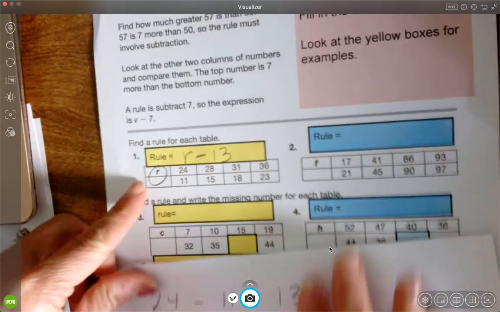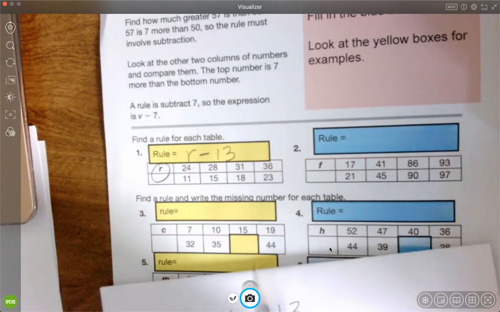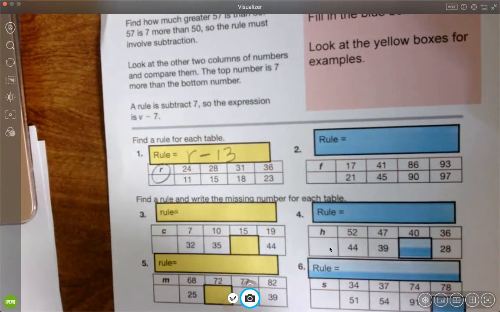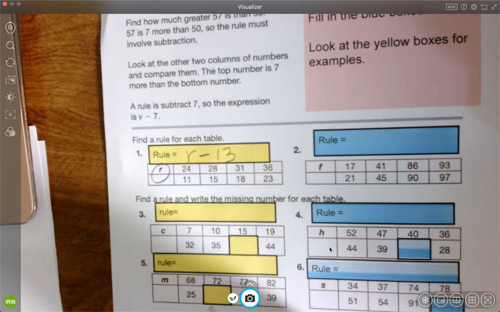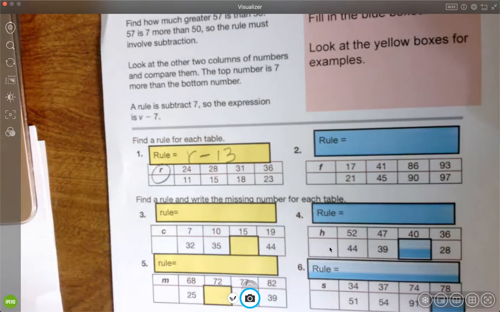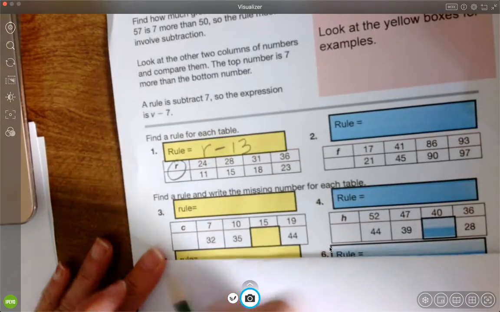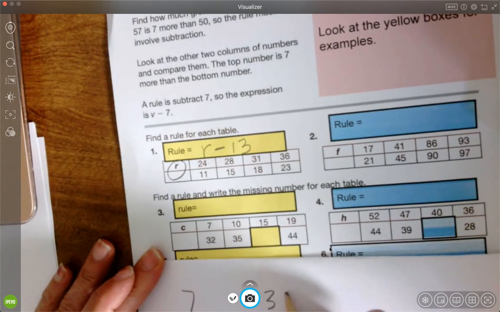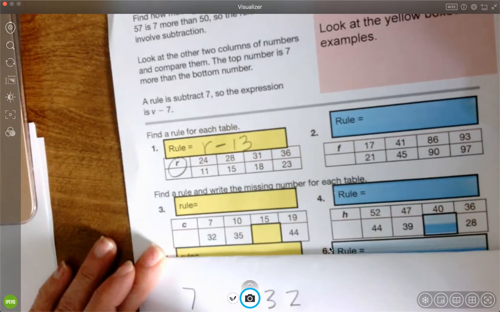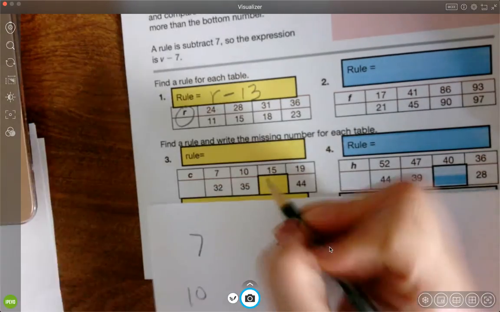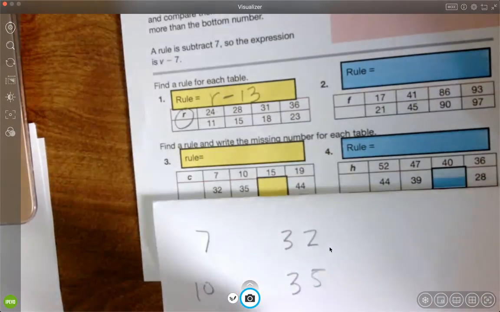Okay, next up. Now it says write the rule and find the missing number. So you'll notice one number is missing in each, and you're going to use the rule to fill it in after you write the rule. So first we need to find the rule. Now I have 7, 32. 10, 35. 15, we don't know yet. We have 19 and 44.